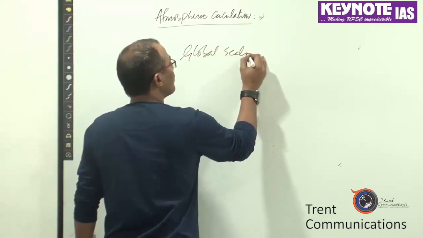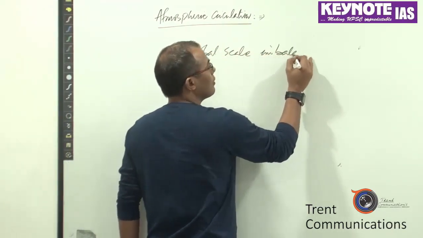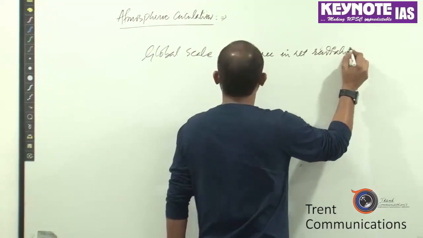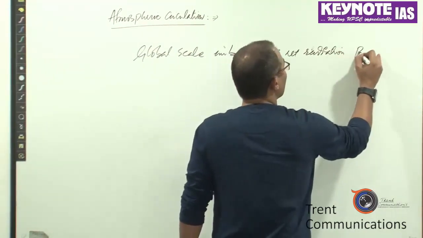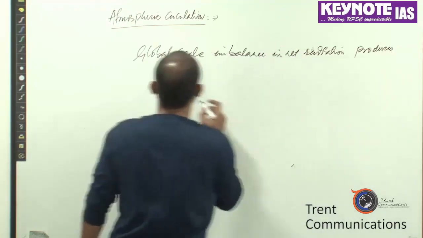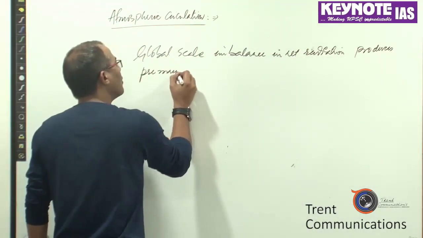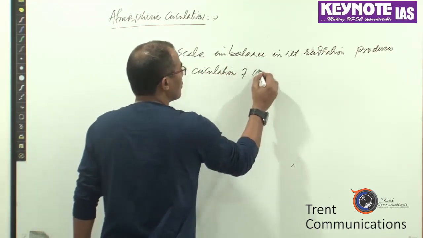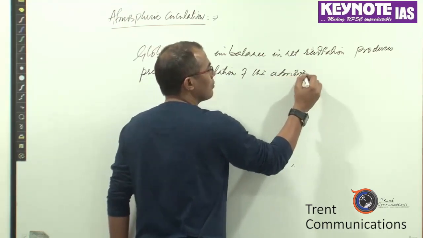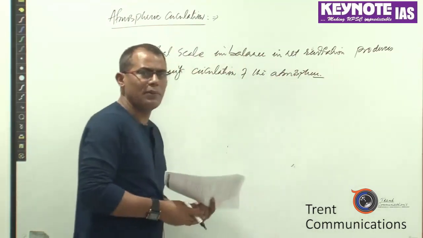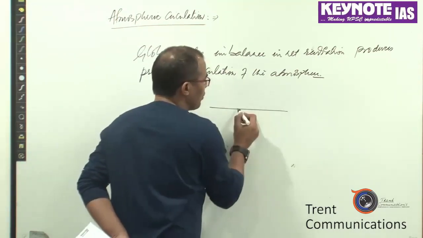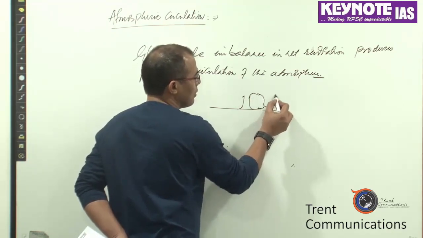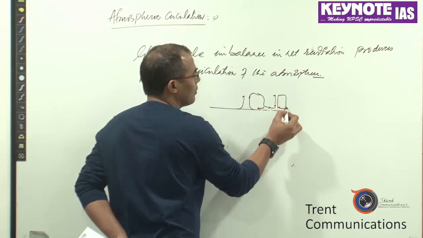Global scale imbalance in net radiation produces primary circulation. Don't go into detail of this primary circulation, just give that diagram of equatorial region, Hadley cell. It's roughly a diagram.